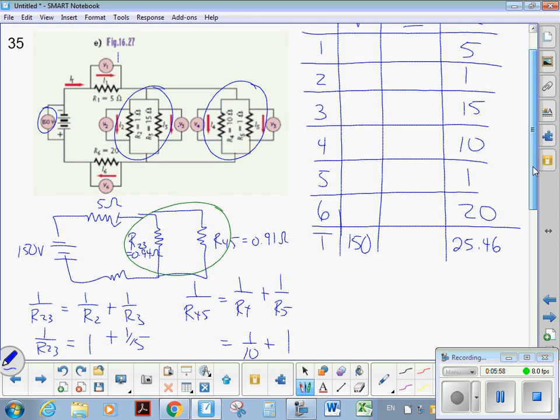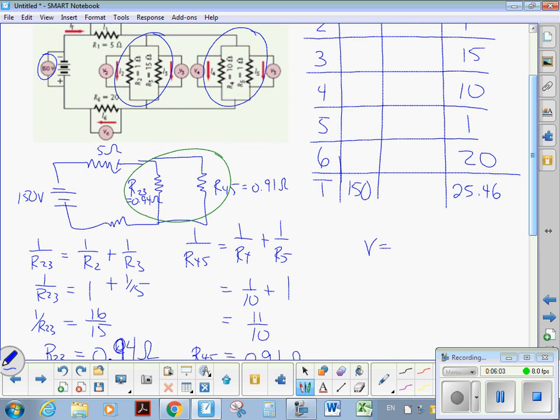All right, so moving that up to my picture up here, 25.46. We can now find our total current. So 150 equals I times 25.46. So when we do that, 150 divided by the 25.46, I get, let's call it, 9 amps. So there we go.